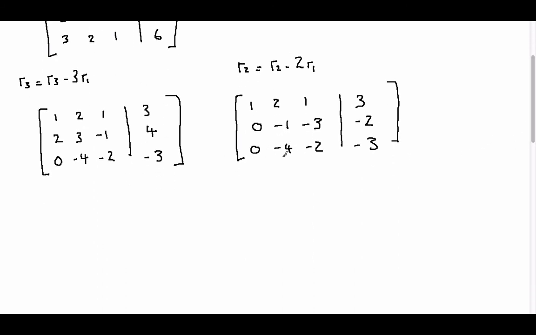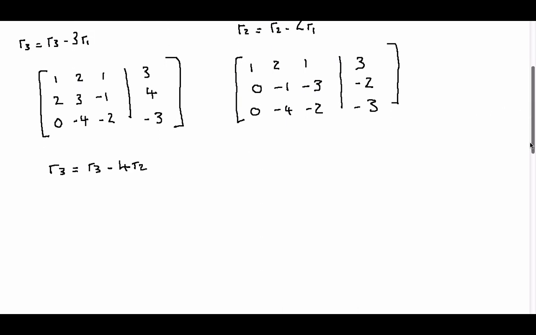So our next step is to get a 0 in this position here. And to get a 0 here, I'm going to say let row 3 be equal to row 3 minus 4 lots of row 2. So again, the first two rows don't change. So we still have 1, 2, 1, and 3. We still have 0, minus 1, minus 3, minus 2.